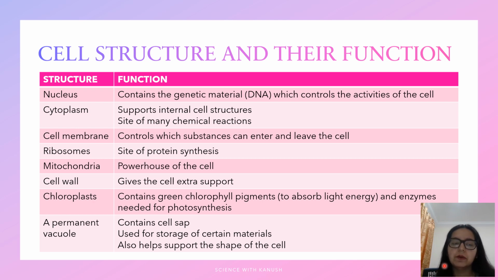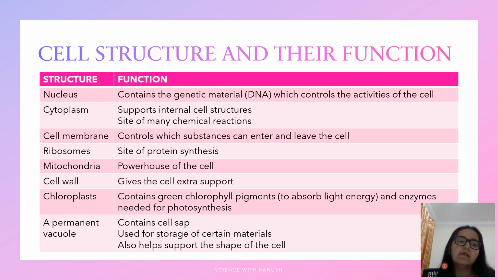So inside mitochondria, oxygen is used to release energy in a process called aerobic respiration. So in the upcoming topics, we will look into aerobic respiration in detail. But for now, mitochondria provides energy to the cell by carrying out aerobic respiration.